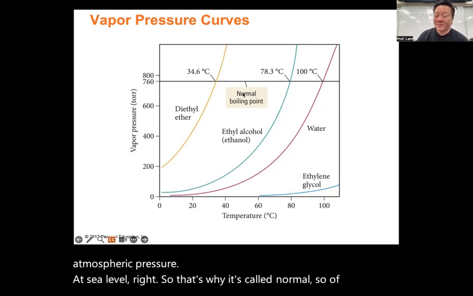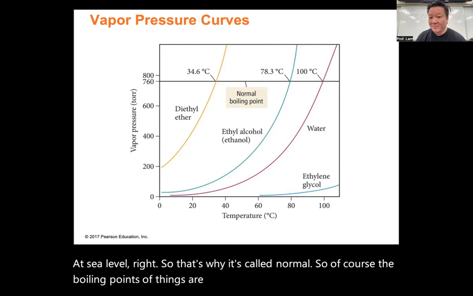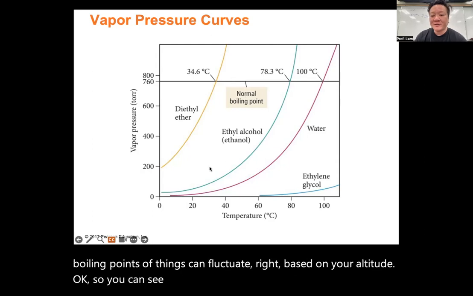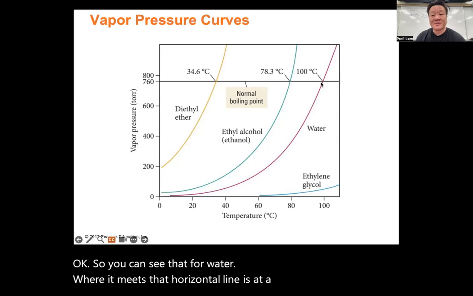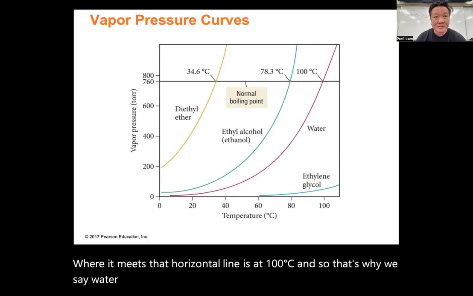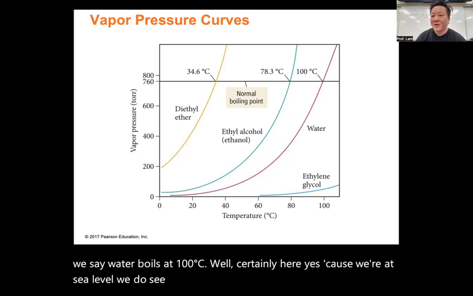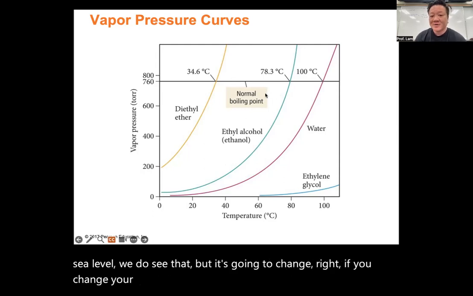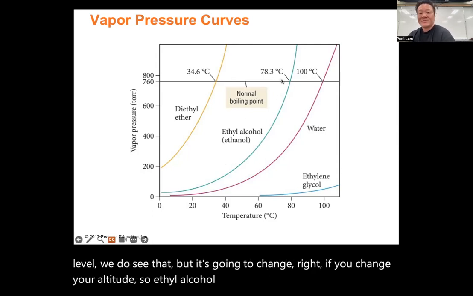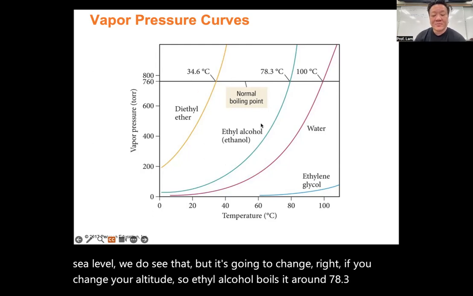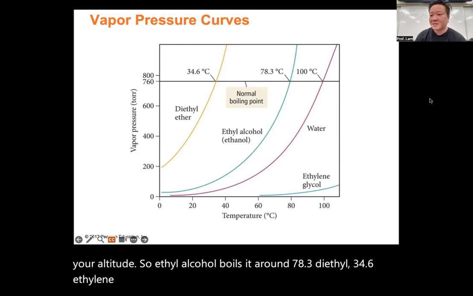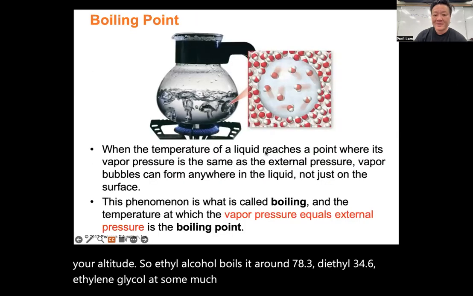So of course, the boiling points of things can fluctuate based on your altitude, right? You can see that for water, where it meets that horizontal line is at 100 degrees Celsius. And so that's why we say water boils at 100 degrees Celsius. Well, certainly here, yes, because we're at sea level and we do see that, but it's going to change if you change your altitude. So ethyl alcohol boils at around 78.3, diethyl ether at 34.6, and ethylene glycol at some much greater temperature.